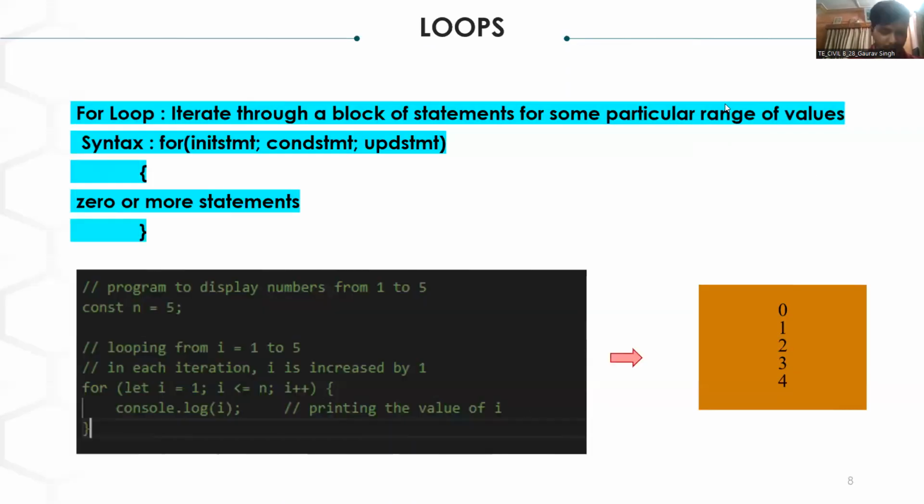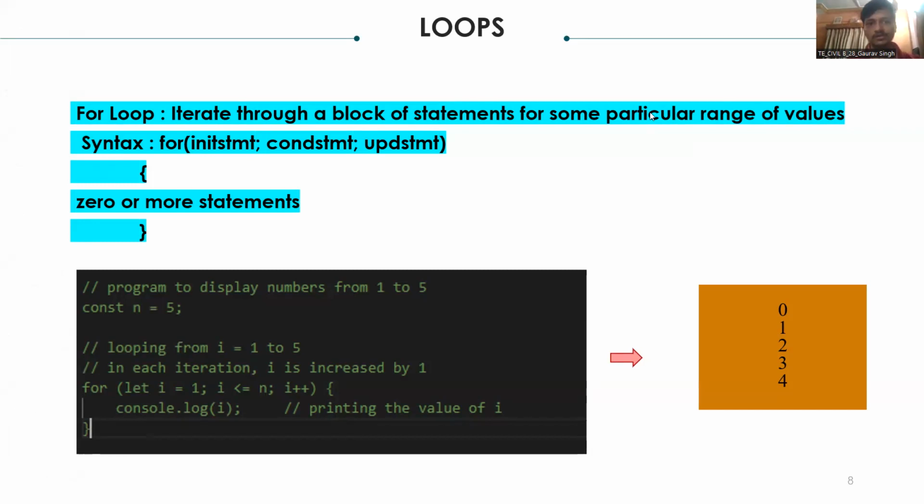So the for loop basically iterates through a block of statements for some particular range of values. In the example, as you can see, I'm looping from 1 to 5. In each iteration, i is going to be increased by 1: let i equals 1, i less than or equal to n, and i plus plus. So I'll be getting values from 1 to 5. And if the values increase, like 1 to 10, then it will be giving me 0, 1, 2, 3, 4 until 9. These are the loops.